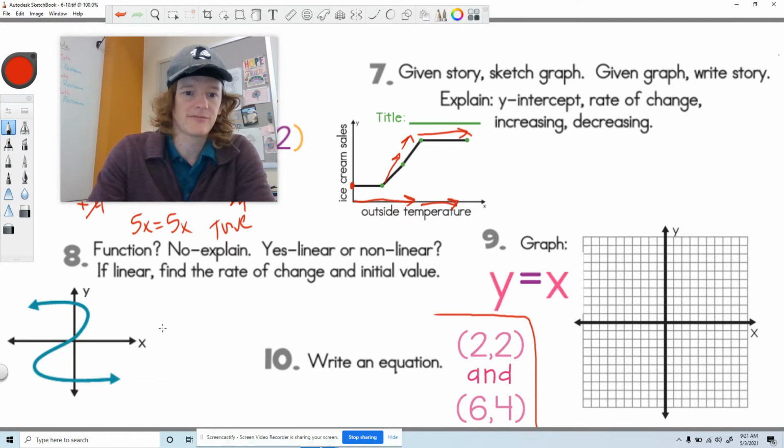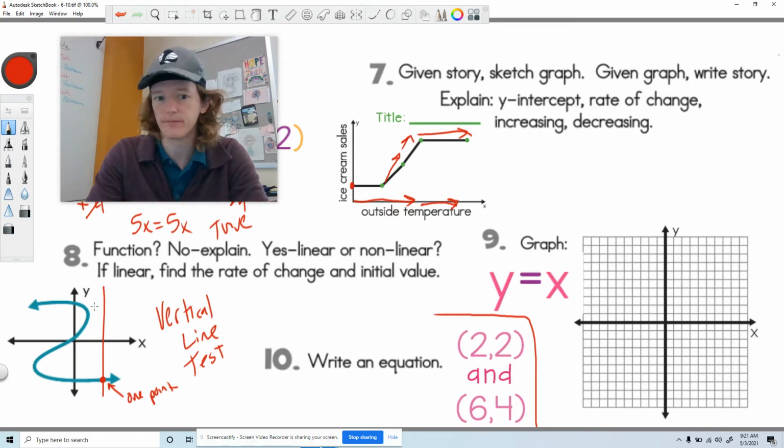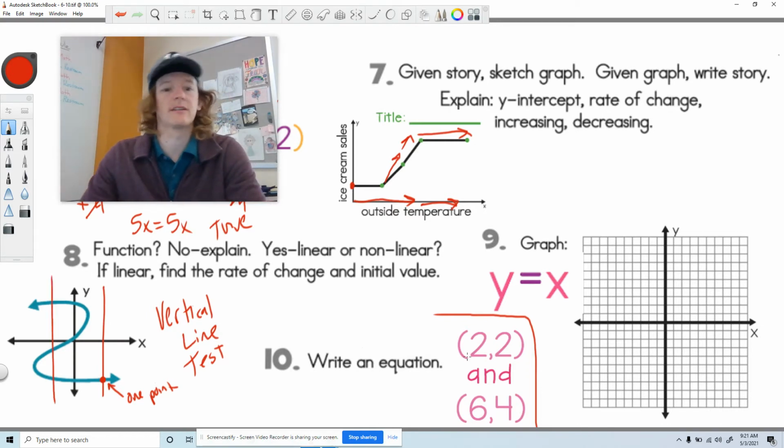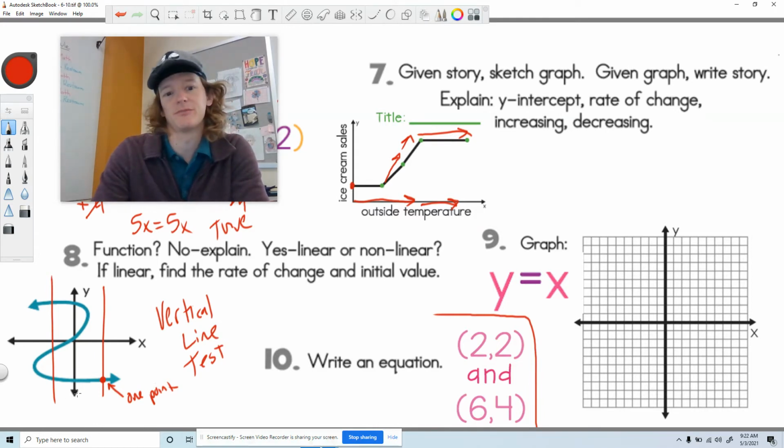Number 8, is this a function? Does it pass the vertical line test? What the vertical line test says is if you go vertical lines and you only cross through one point everywhere, then it's a function. But I see that we've got a few issues with this one. In fact, we've got an infinite amount of issues because we can always zoom in, zoom in, zoom in, zoom in. Tell me about why this is not a function.